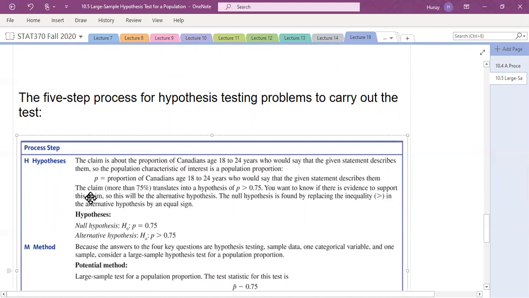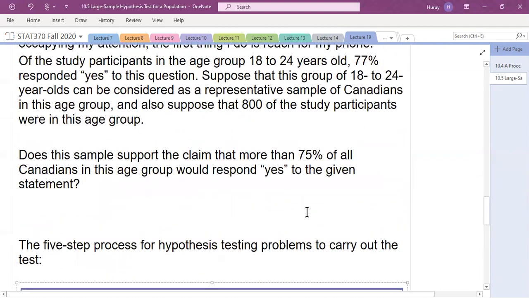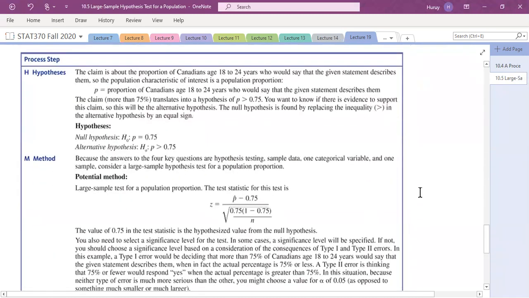Yes, it's a population proportion. So let's call P the proportion of Canadians aged 18 to 24 who would say that the given statement describes them. And the claim translates into a hypothesis of P greater than 0.75. Since it says more than 75%, we will have P greater than 0.75. So we change the percentage to a probability.